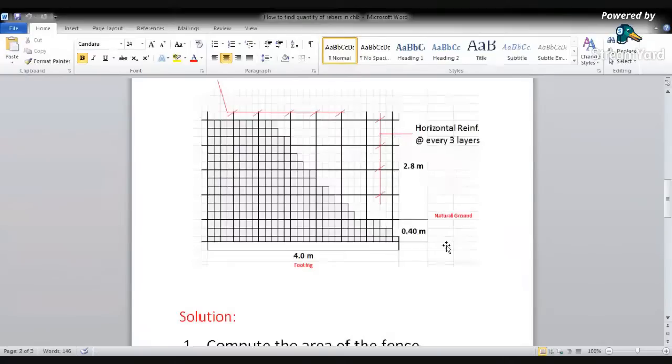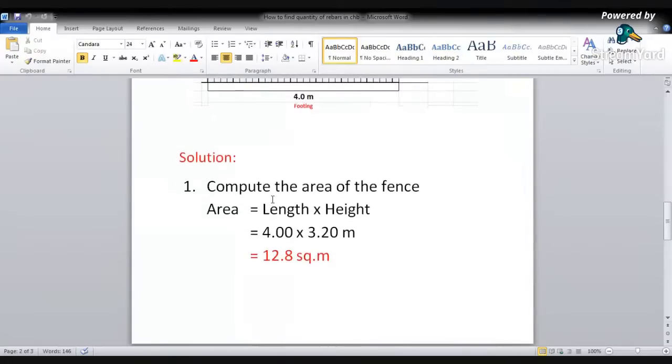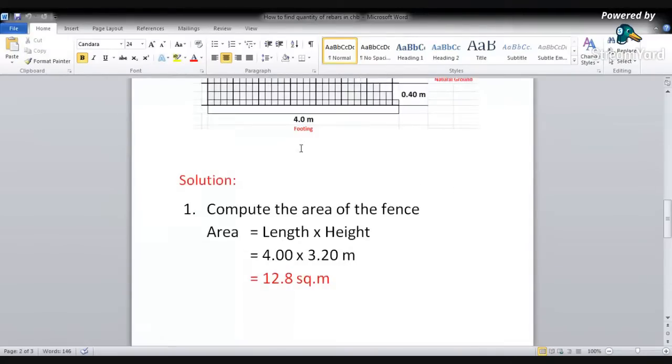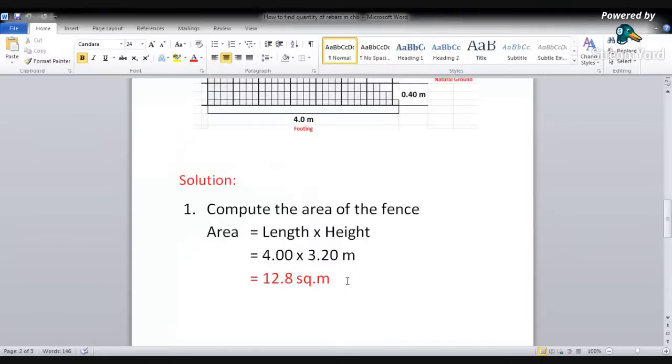So now, the size of this fence is 2.8 plus 0.4, the height is 3.2, and the length is 4 meters, the length of the wall or the fence. So we need to compute only the area. This is the first step: compute the area of the fence if you construct a fence. For example, the length is 4 meters times the height of 3.2 meters. So the area of this fence is 12.8 square meters.